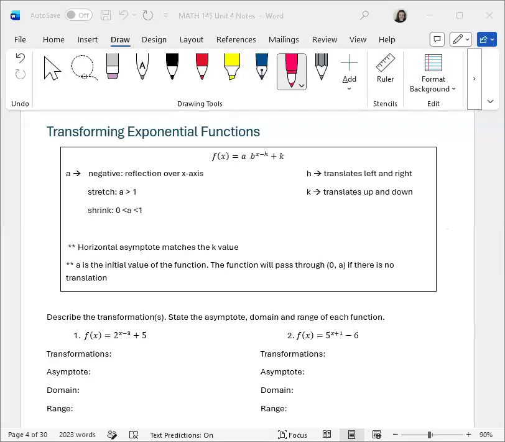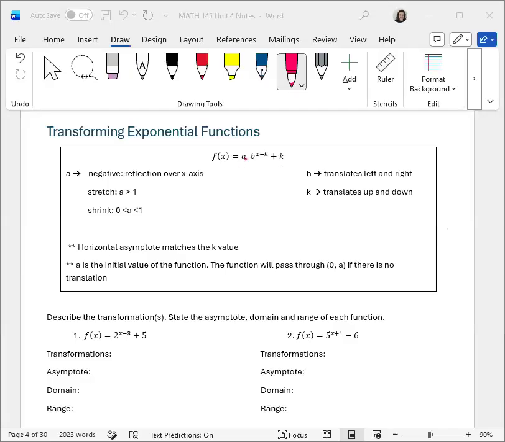In this lesson, we're going to be talking about transformations of exponential functions. So we have to remember that if we have an exponential function and there's this a out here, a is the initial value as long as there are no translations, meaning no shifts, particularly left, right, up, or down. So if there's any h values or k values, then that is going to affect that initial value.